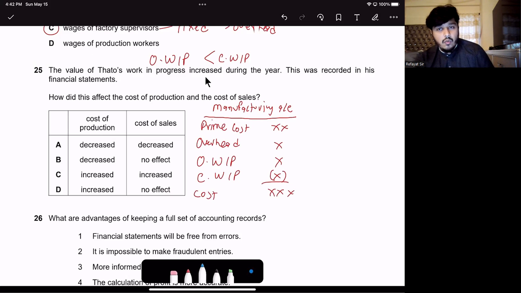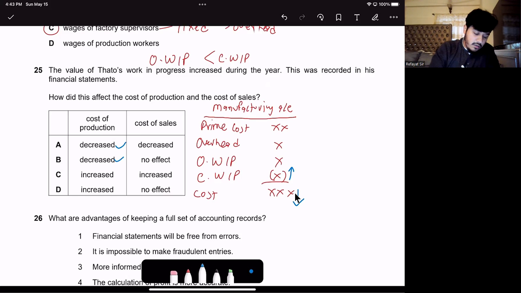Question says work in progress increased during the year. That means closing work in progress is more than the opening work in progress. Closing work in progress is always subtracted. If that increases, then cost of production decreases. So cost of production decreases.